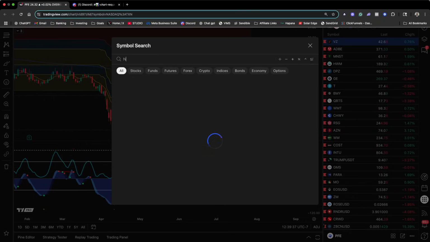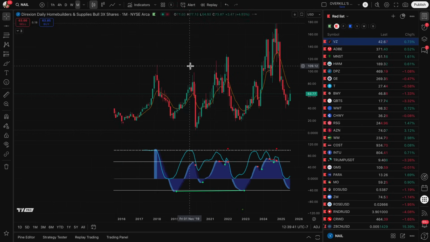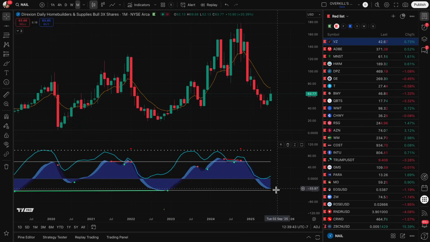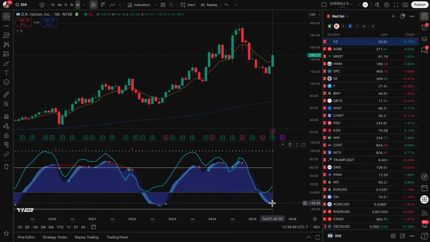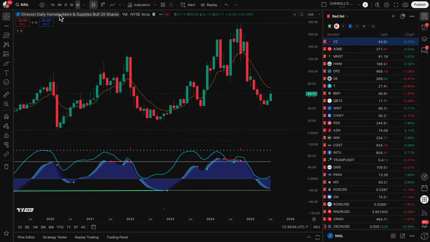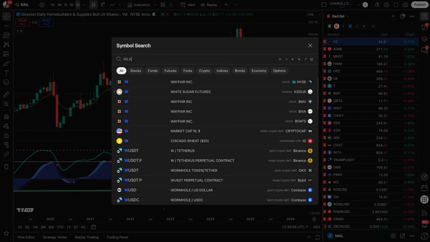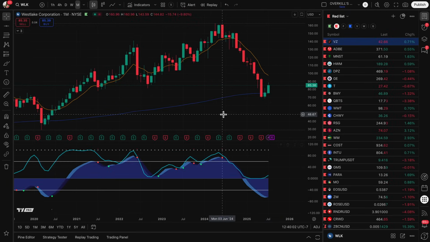NAIL, we covered. There's another one in the portfolio here. This is the Home Builder ETF. It does not have a green monthly yet, but I do believe that will come here in August. Some of these big home builders like D.R. Horton are showing green dots. So NAIL is actually a home builder ETF, so it has names like D.R. Horton. Westlake is another one that also had a green monthly showing up here.